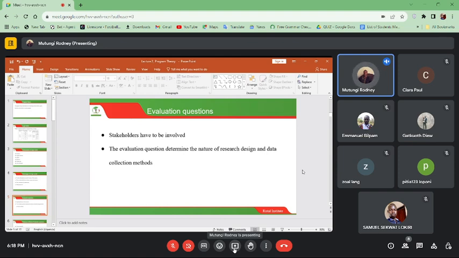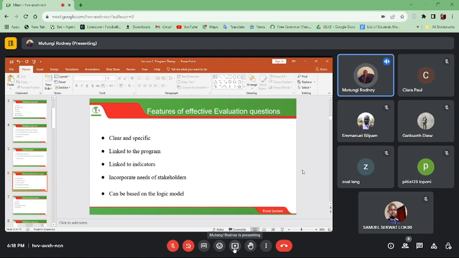So they need to be involved, and then the evaluation question will determine the nature of the research design or the data collection methods that you are going to use to evaluate the success of your program. So the questions should be clear, they should be linked to the program. You cannot be talking about stunting and then you start asking about diabetes, okay? Yes, diabetes is related to nutrition, but in this case, the program is really about stunting in children. So when you talk about diabetes, it might be off topic. So it should be linked to the program.